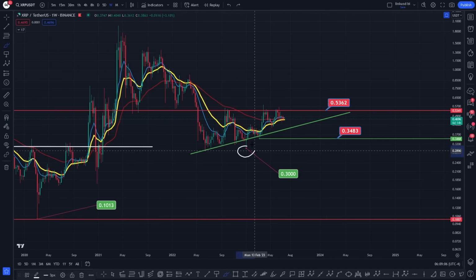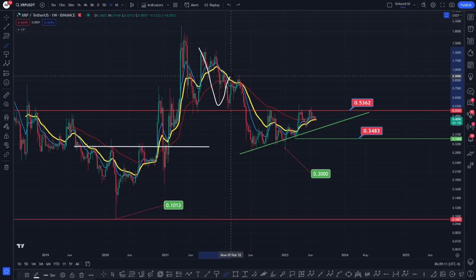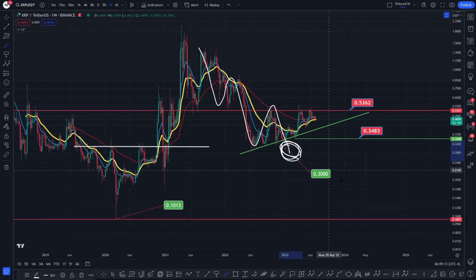I think we found a true bottom here for XRP, in the sense that what we've got is an A, a B, and a C, like that, okay? We've got the 1, 2, 3, 4, 5, and this is some kind of truncation for XRP.